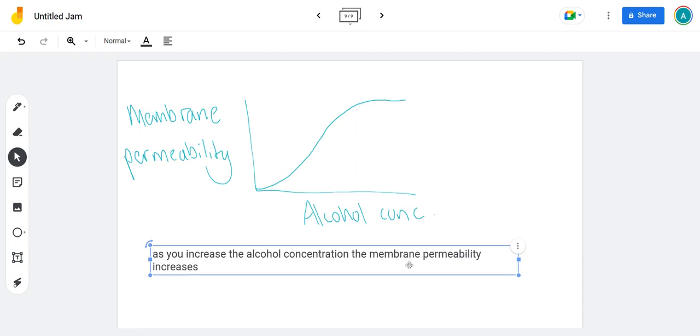And the reason for this time, you need to just learn a tiny little bit about this, is the lipids in the cell membrane get dissolved in the alcohol. As the alcohol dissolves the lipids in the cell membrane.